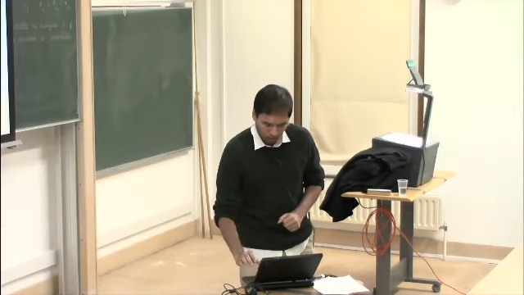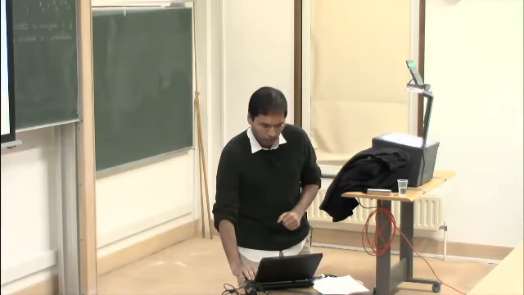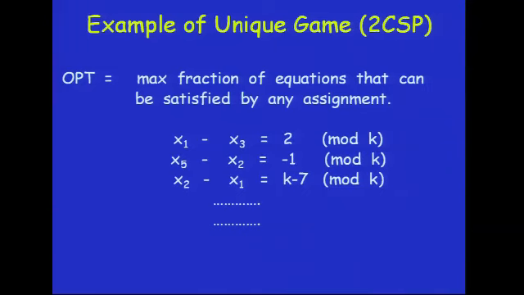Okay, so what is a unique game? The term game is a little bit of a misnomer. It arose for some historical reasons. But just think of this as a constraint satisfaction problem. So here is an example of a unique game. You are given a system of linear equations mod k. Think of k as a large constant, like 1000. And each equation has this very specific form: xi minus xj equals some constant. And the goal is to find an assignment to the variables that satisfies the maximum fraction of the equations. So this is what a unique game is.